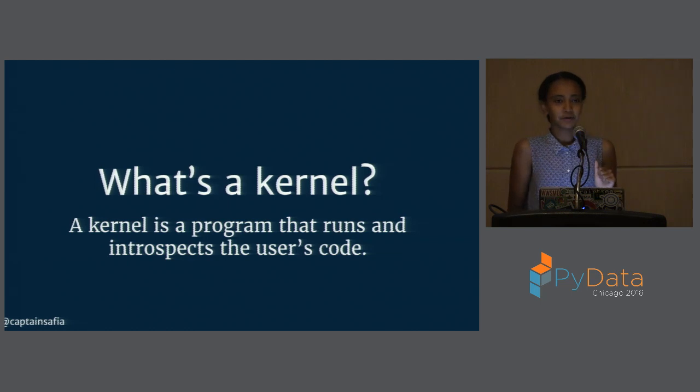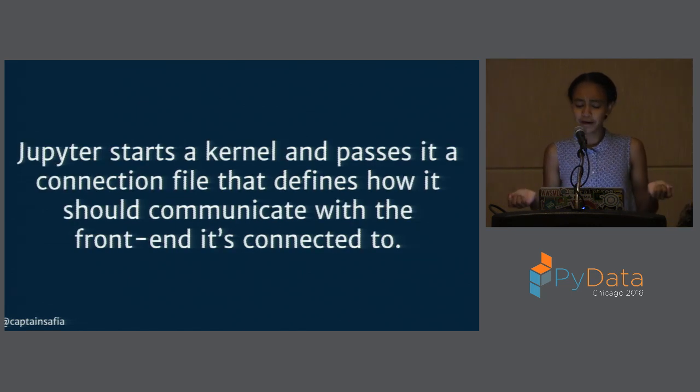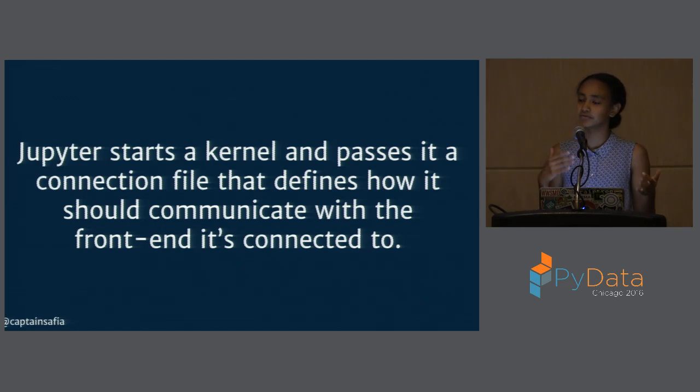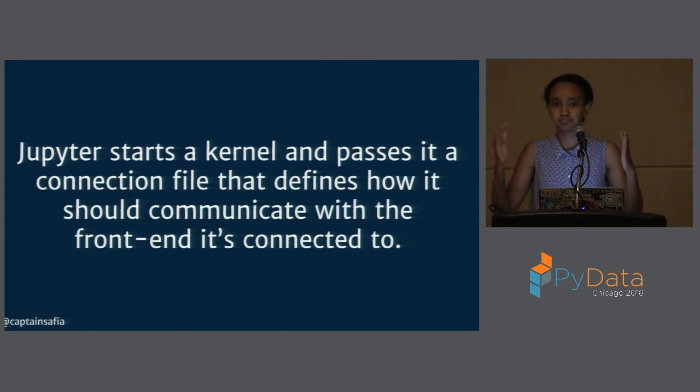And so what happens when you go on your machine and you're really excited to do data science or research or whatever it is that you do, and you type in Jupyter notebook on your terminal? Well, what happens is Jupyter is going to start a kernel and create what's known as a connection file. And a connection file is really just a simple JSON document that contains some information about how a front end, in this case your web-based notebook, can communicate with the kernel.